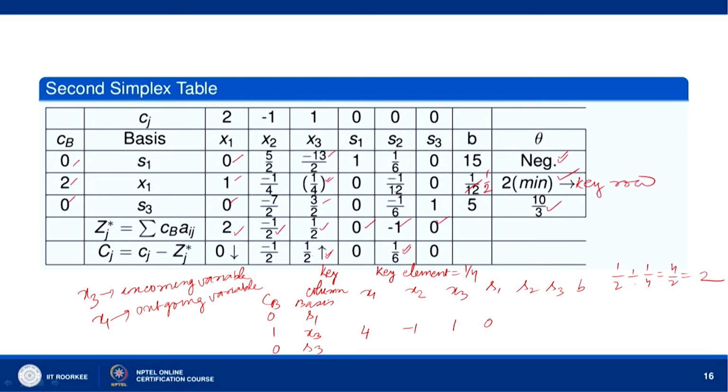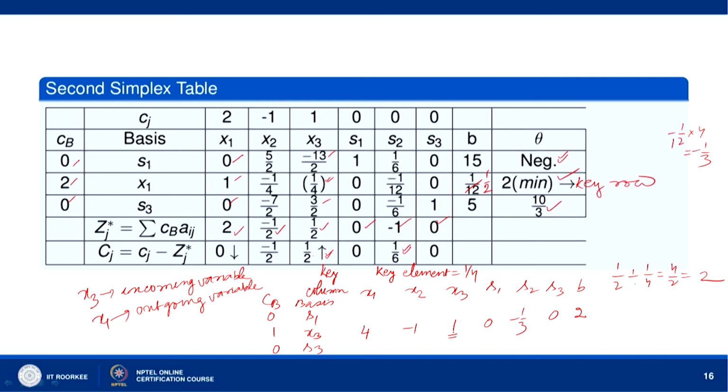Minus 1 by 12 divided by 1 by 4. So, we get minus 1 by 3. So, we get here minus 1 by 3 and we get 0 divided by 1 by 4 is 0, and we divide 1 by 2 divided by 1 by 4. So, we get 2 here. Okay. Now, we have made this element 1.